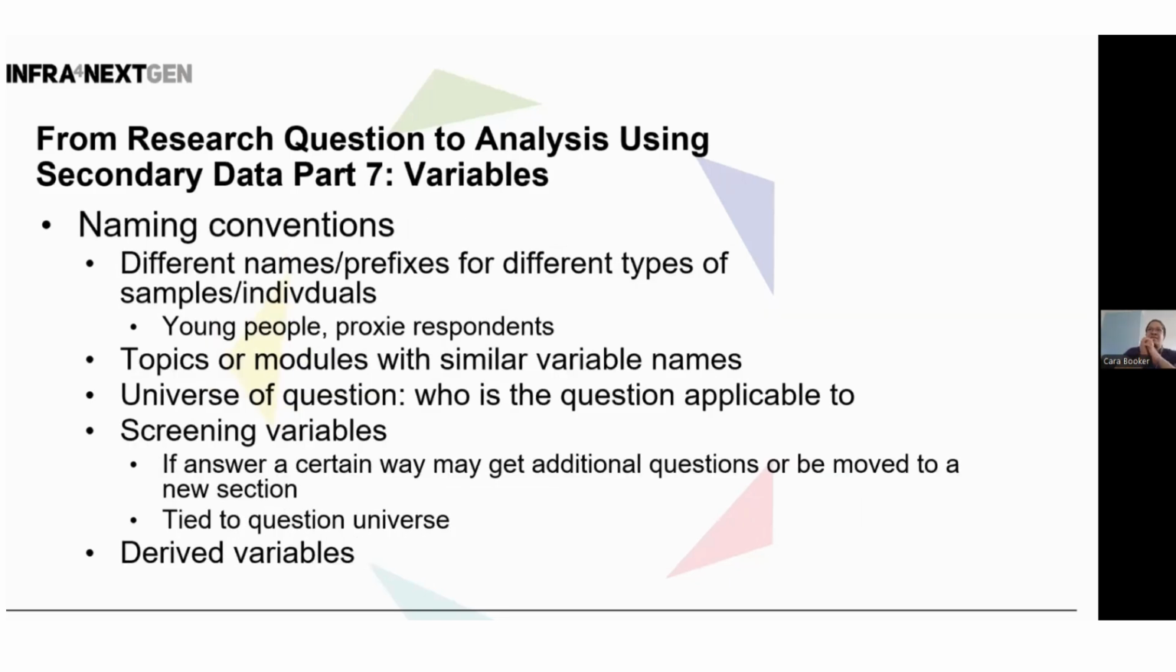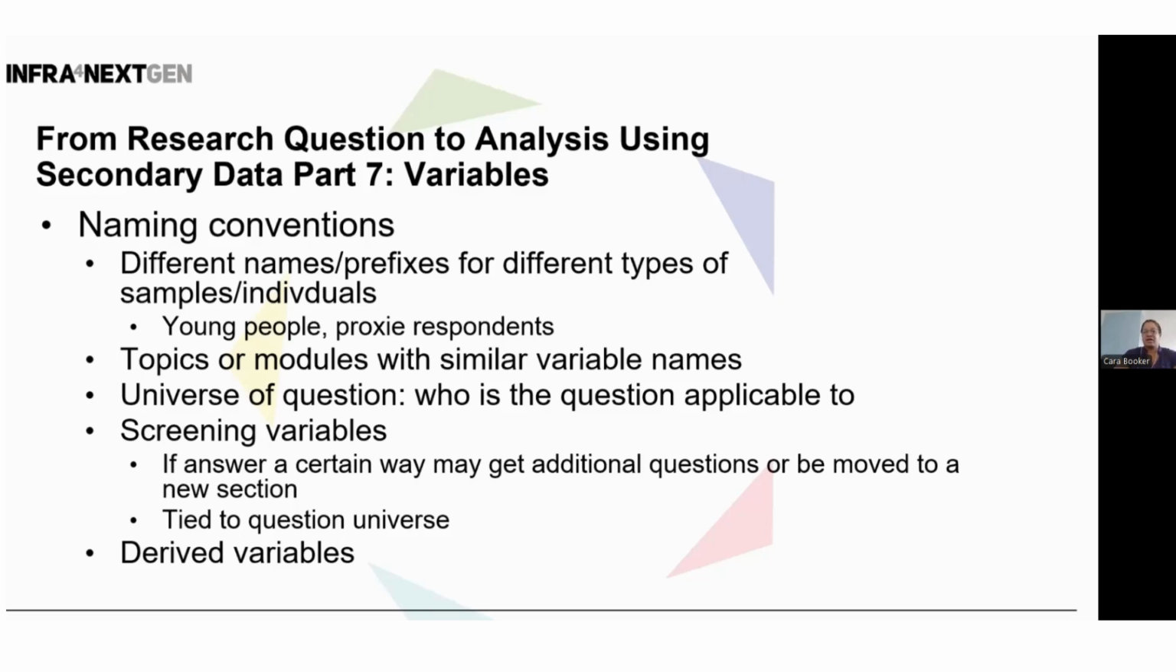You need to think about the naming convention. So how do studies name their variables? Are there different prefixes or suffixes that identify different types of individuals? So, for example, if there are proxy respondents, and proxy respondents are respondents where somebody else answers questions for an individual who's not able to answer a survey or be part of a questionnaire, how do you identify them?